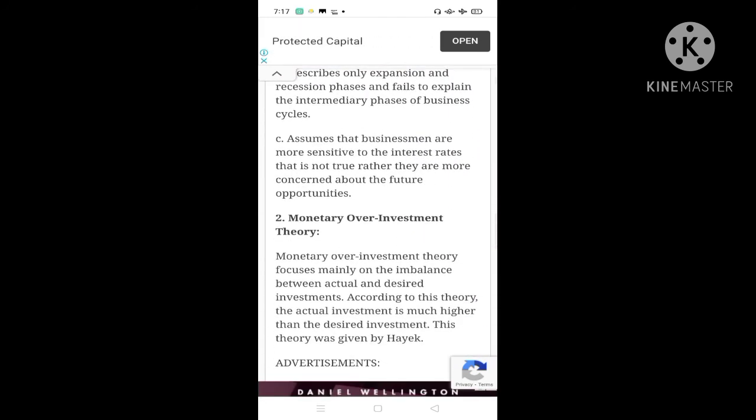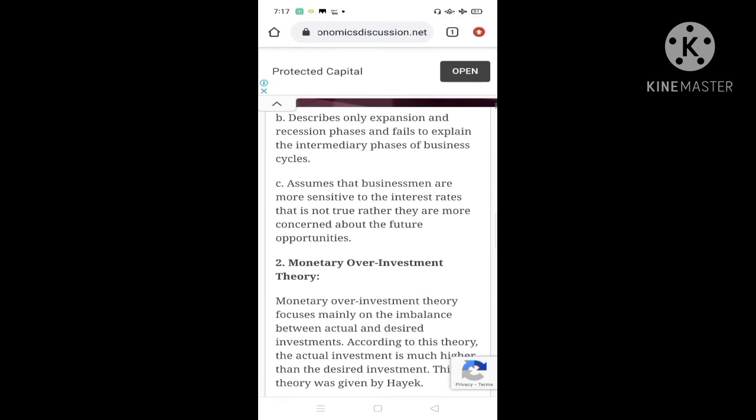Then, it describes only the expansion and recession phases and fails to explain the intermediary phases of the business cycle. I hope all of you have studied the phases of the business cycle. There are 4 phases of the business cycle. Here he is concerned with only 2 phases, expansion and recession. The intermediary phases have been omitted.